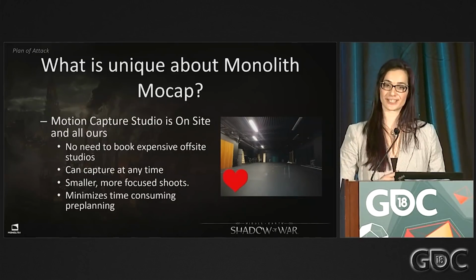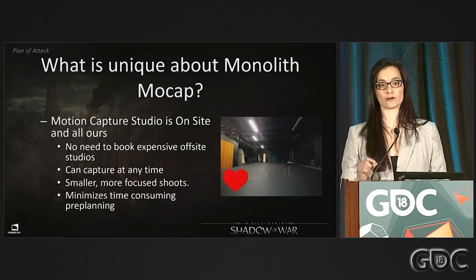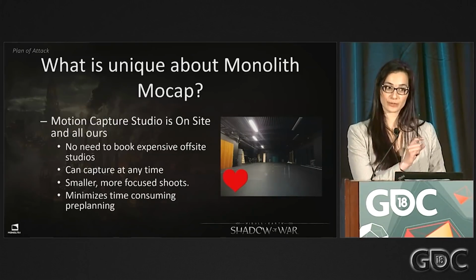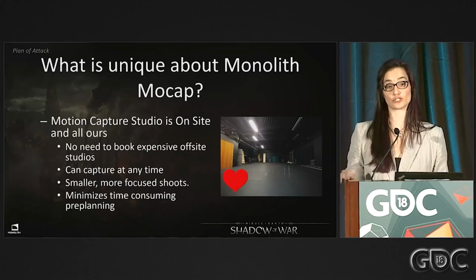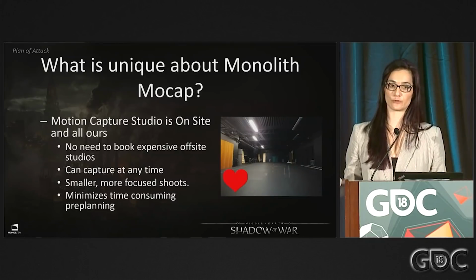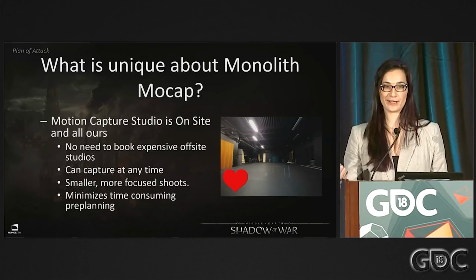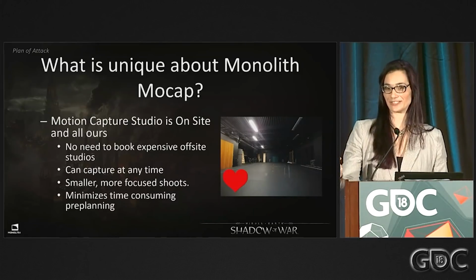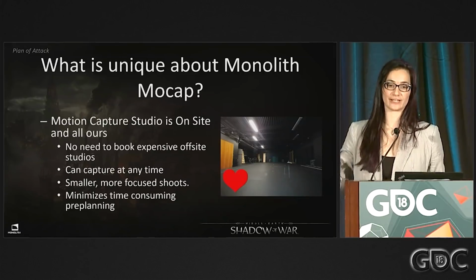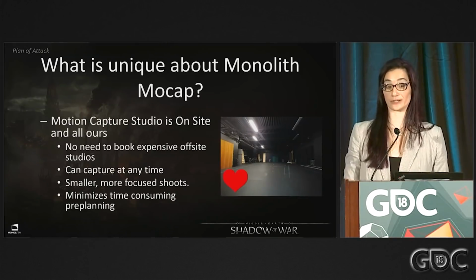Because we had our shoot on site, we could do small shoots. They were very focused, and our pre-planning process was very short, and sometimes we even shot and pre-planned in the motion capture room because everybody that we needed for information was on site. So if we forgot if the sword ended in Talion's hand or if he was supposed to be sheathed at the end of it, we could just stick our heads out the room and ask the designer that was down the hall.